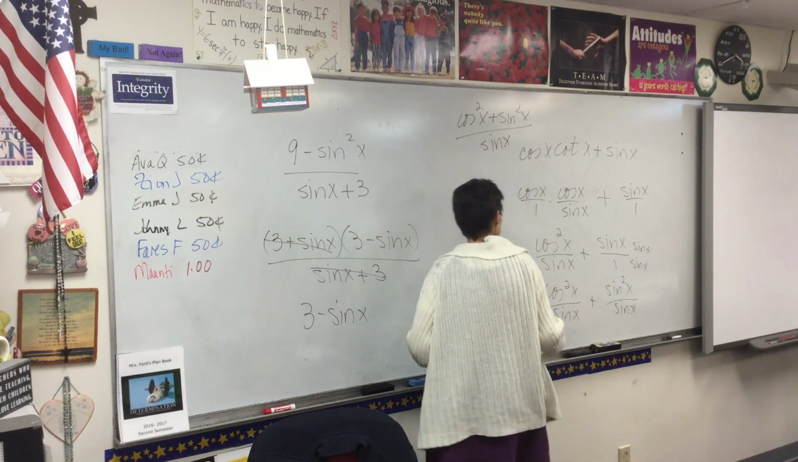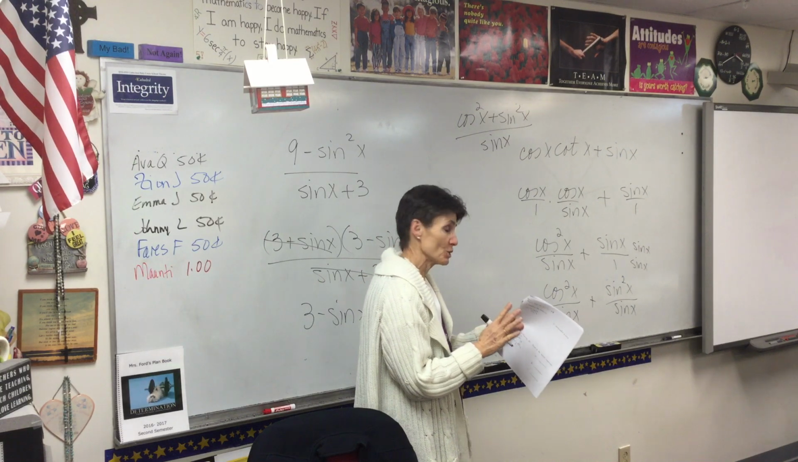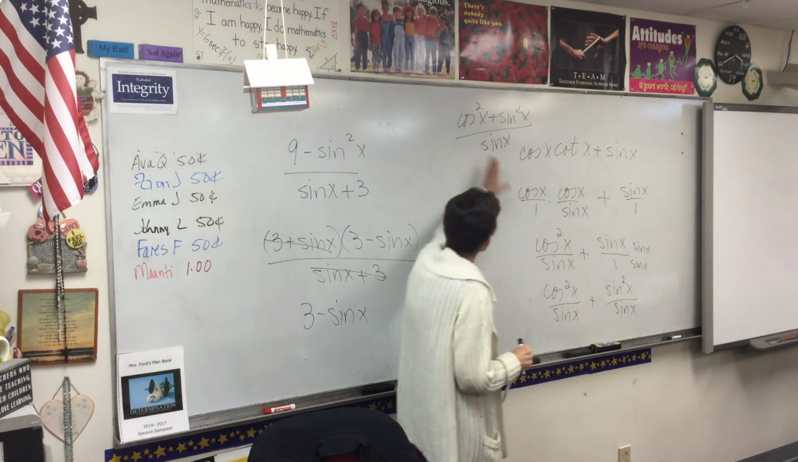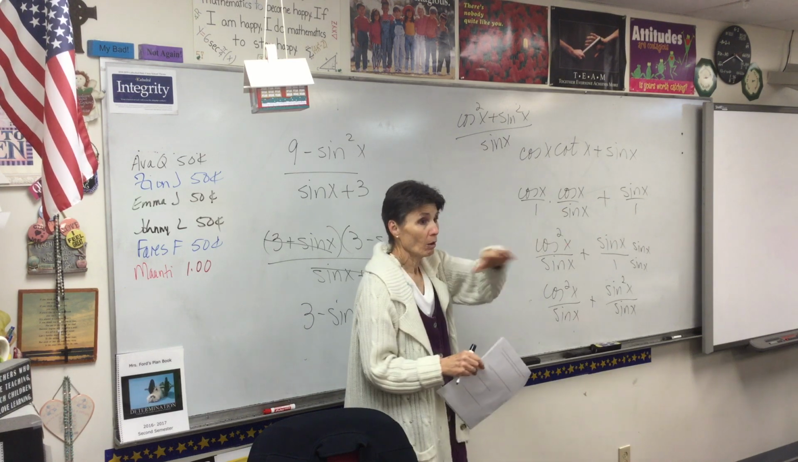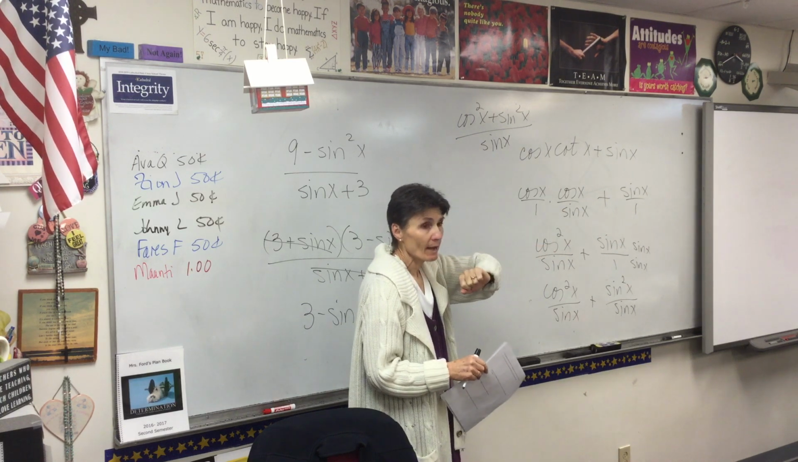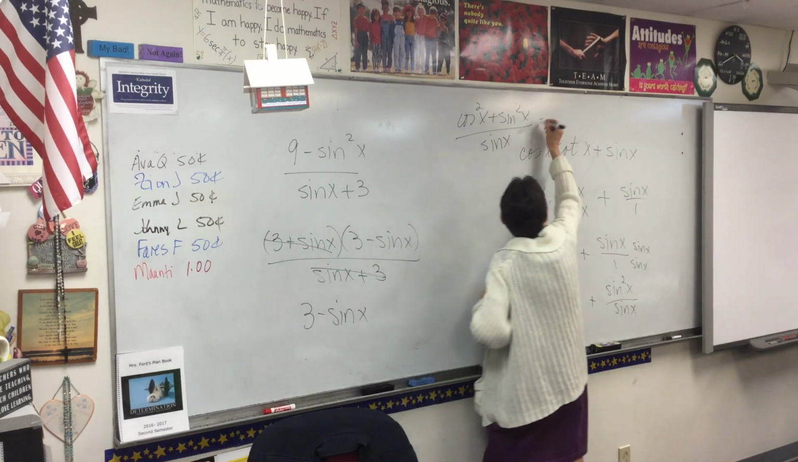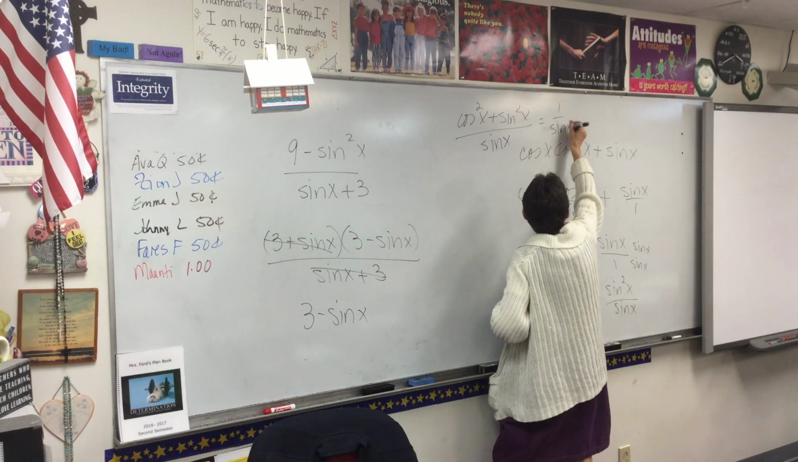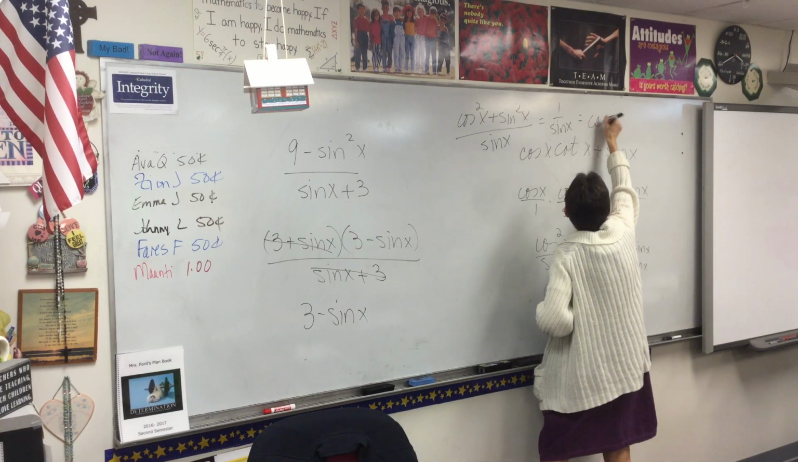Equals 1. The reason you got a common denominator is so that you could write them as one fraction. So now I've written them as one fraction. But the numerator, as you all, hopefully, have noticed, the numerator is 1. And 1 over sine is cosecant.